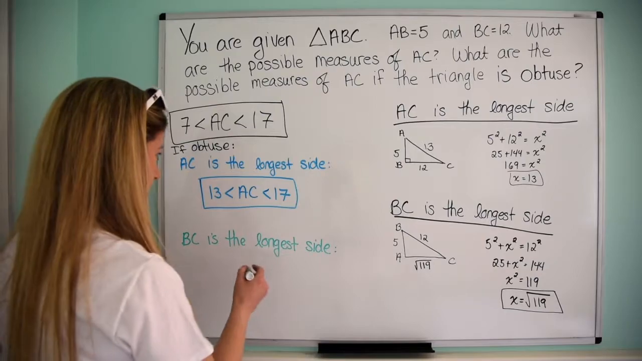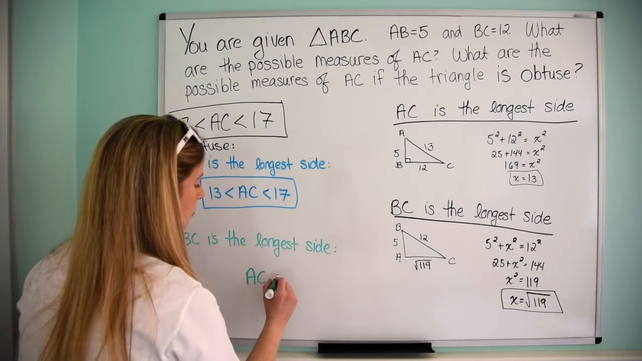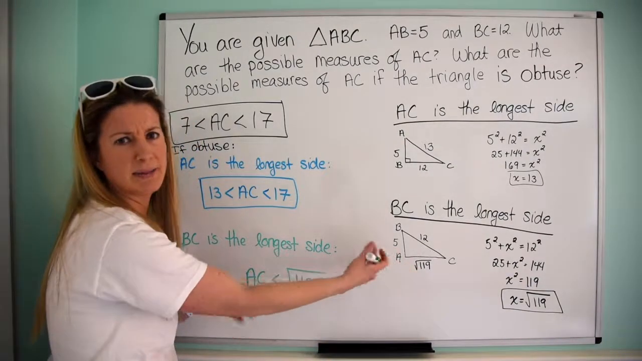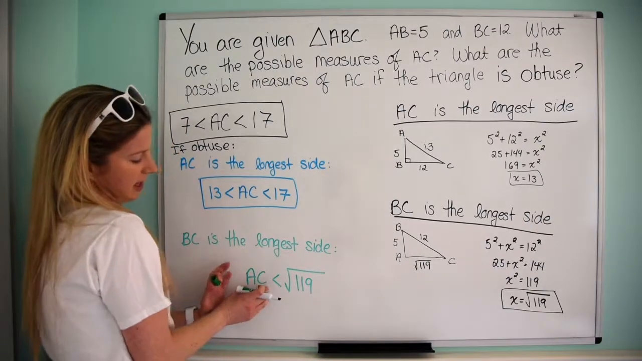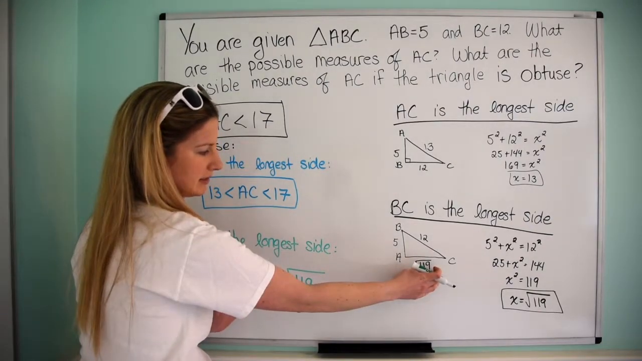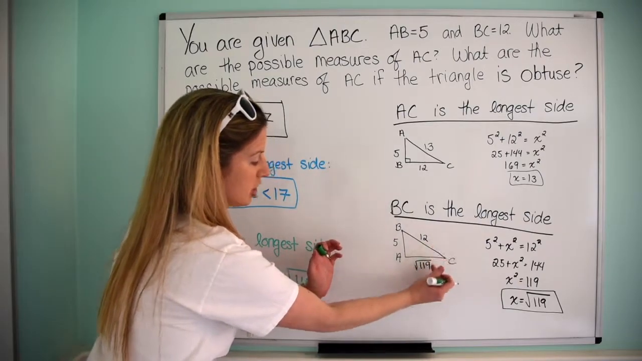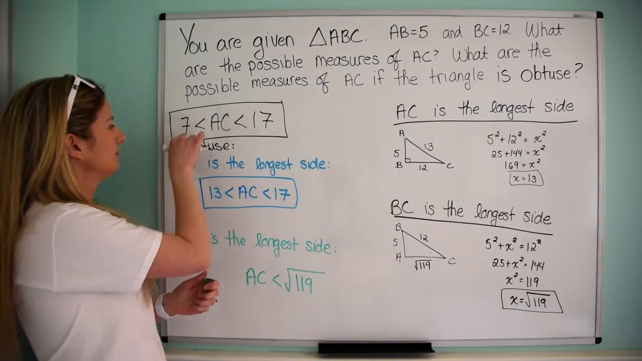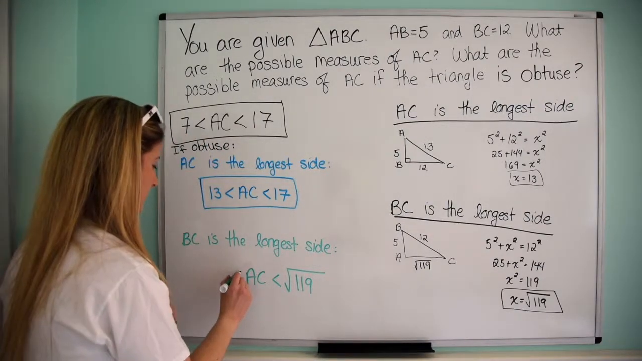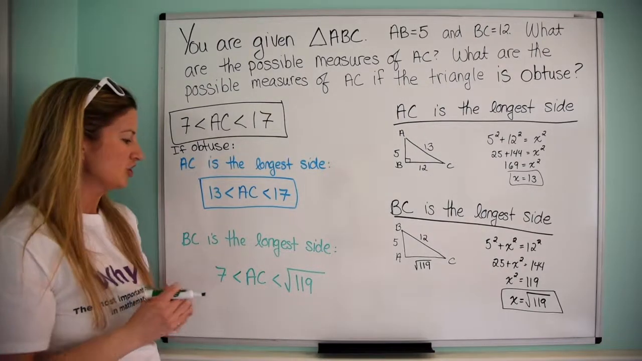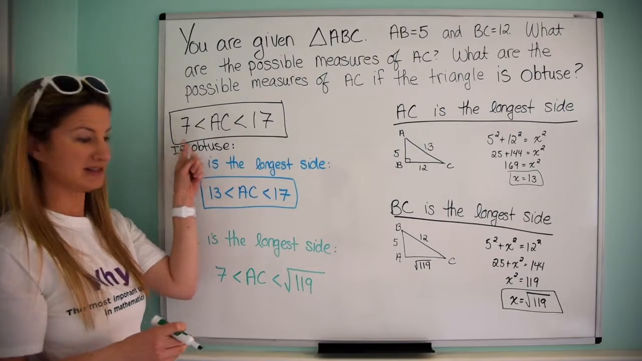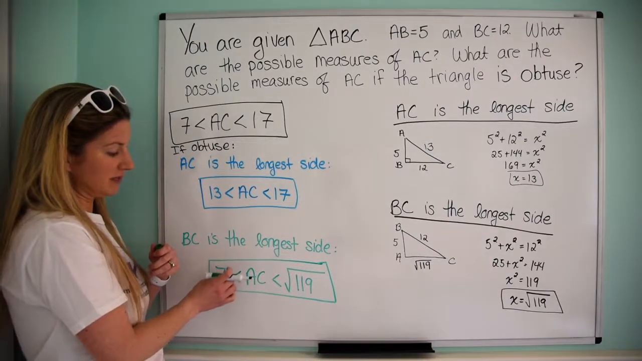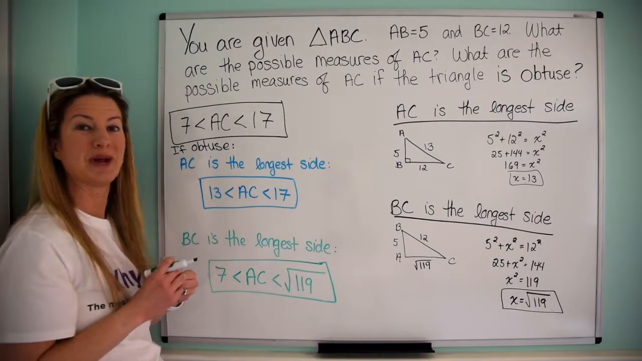So in this case, AC is going to be less than the square root of 119. I'm sorry, I think I was saying 119 before, but you knew what I meant. I meant the square root of 119. So AC is going to have to be less than the square root of 119, because when we open that angle up, this has to come in and chop that side. What must it be greater than? 7. It can't be any less than 7, it has to be greater than 7. So if the longest side is BC, then AC must be between 7 and the square root of 119.